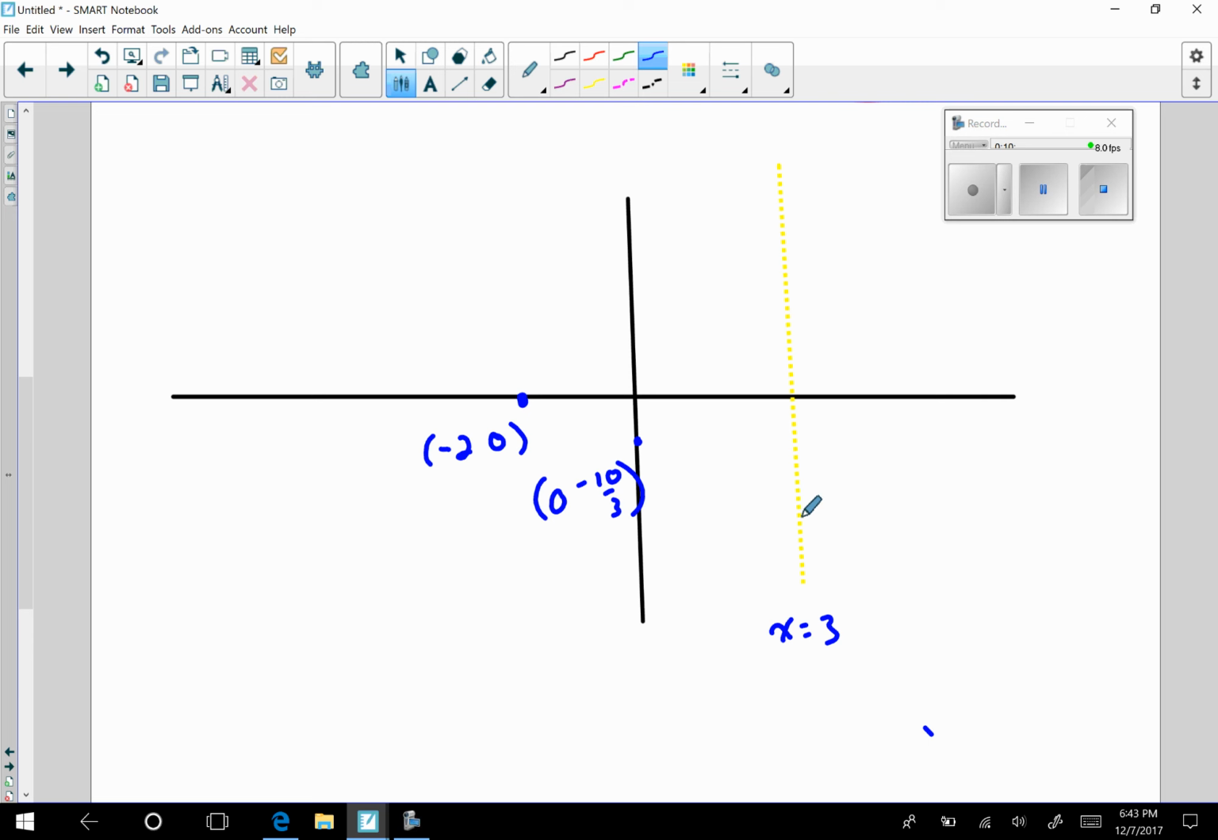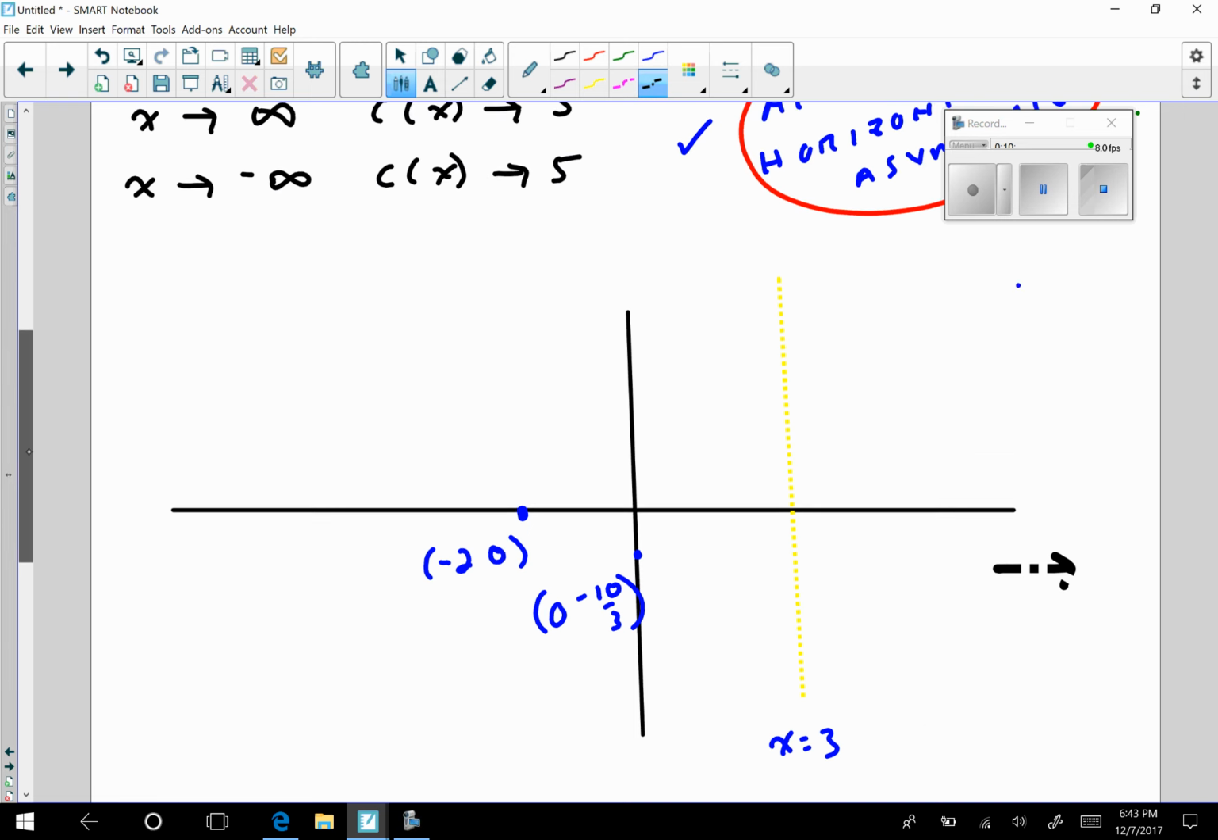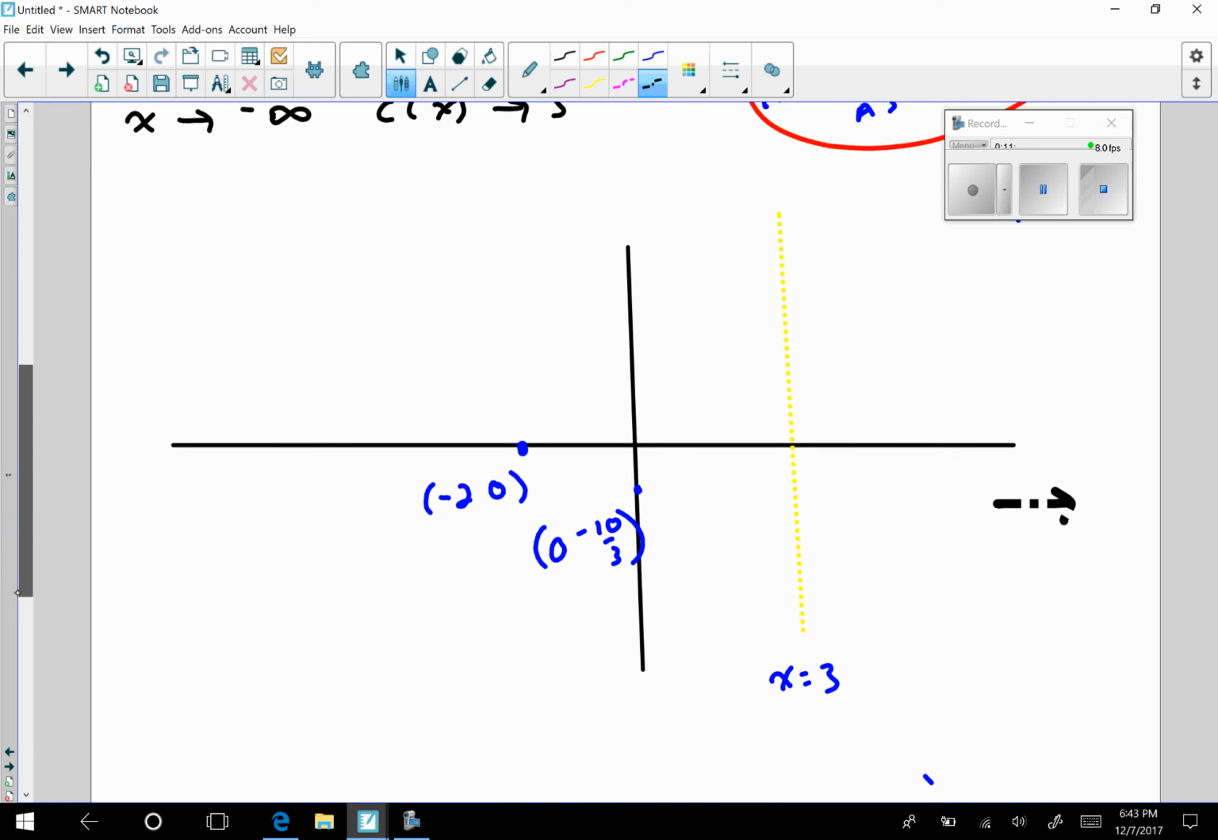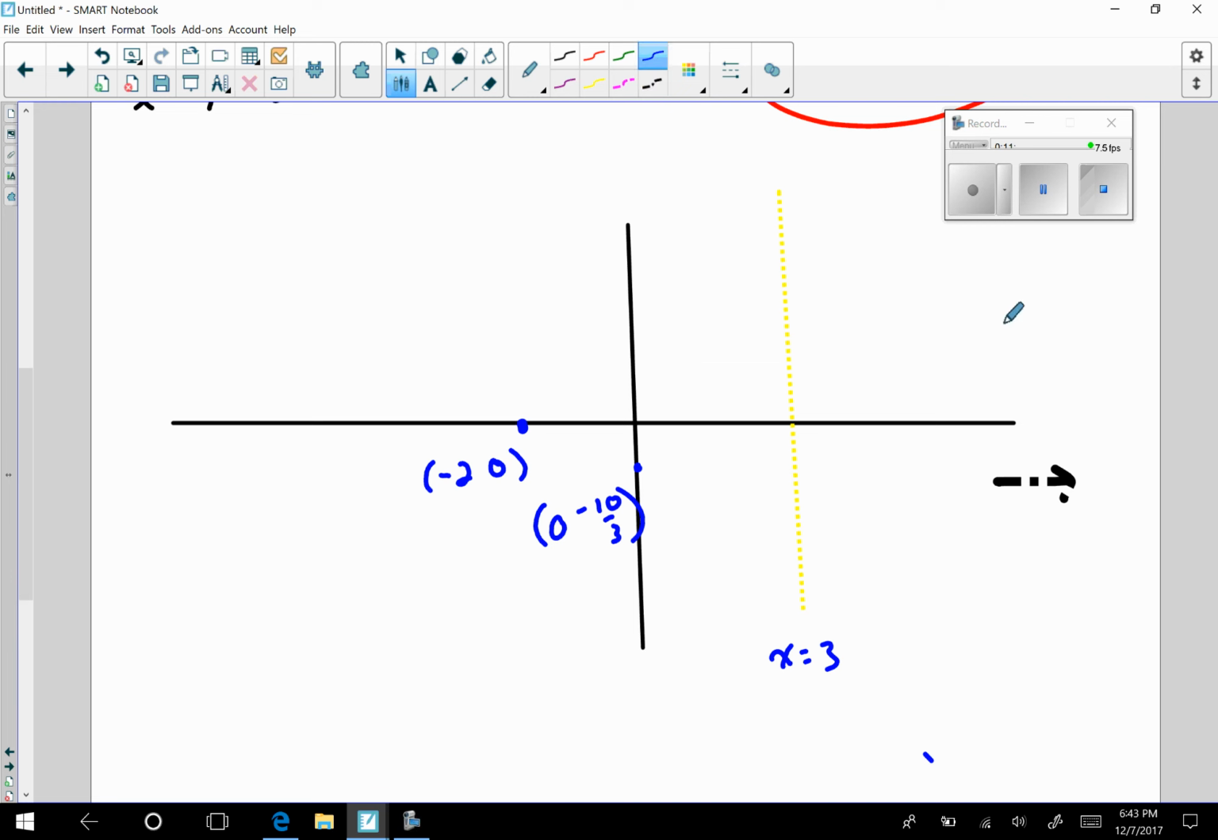And now, look at the end behavior. As x gets big, what does the graph do? The graph tends to 5. Looks like the constant function 5. So let's just put the constant function y is equal to 5. Same thing over here as x goes to negative infinity.